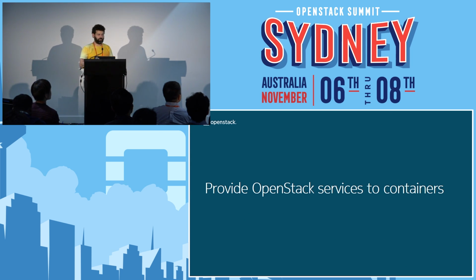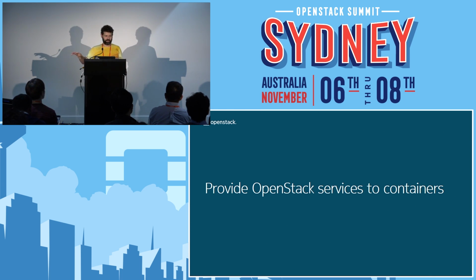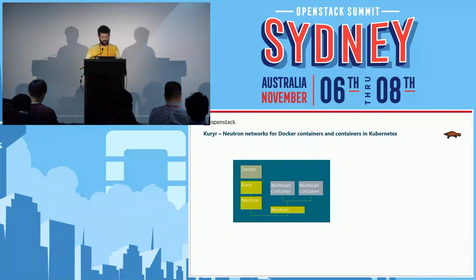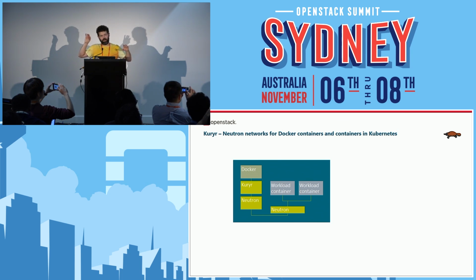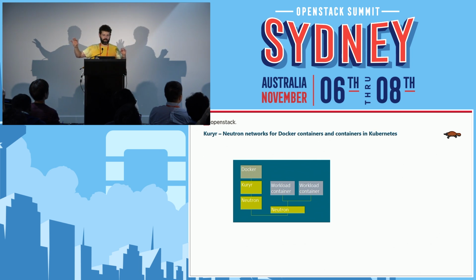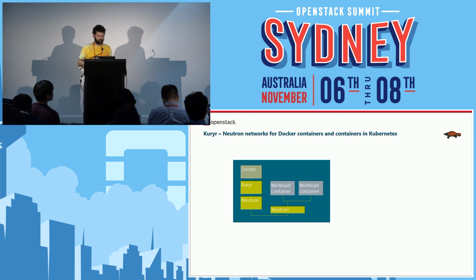So now we reach the third category of the projects. This is providing OpenStack services for containers. It's not enough to start a container inside OpenStack, but this container should be able to use the services of the OpenStack projects. Kuryr, for example, provides Neutron services to Docker containers. So in this way, if you start a container with Zun in an OpenStack installation, you can connect that container with Kuryr to the network of OpenStack, so it can talk to virtual machines which are running in the same OpenStack.